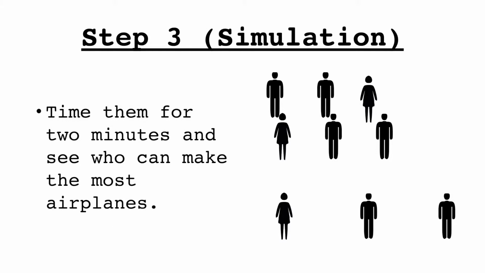Step 3 is going to be the actual simulation itself. So you're going to say you have 2 minutes to make as many as you possibly can, and you're going to say go. And at the end of this, you're going to see how many each group has.